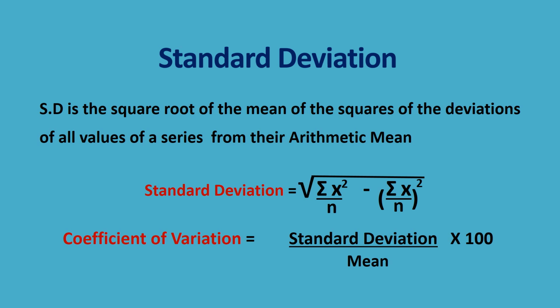The concept of standard deviation was introduced by Karl Pearson in 1893. The mean deviation has its own demerits. So, to overcome the limitations of the mean deviation, standard deviation was introduced. It is an important member of the family of the measures of dispersion.